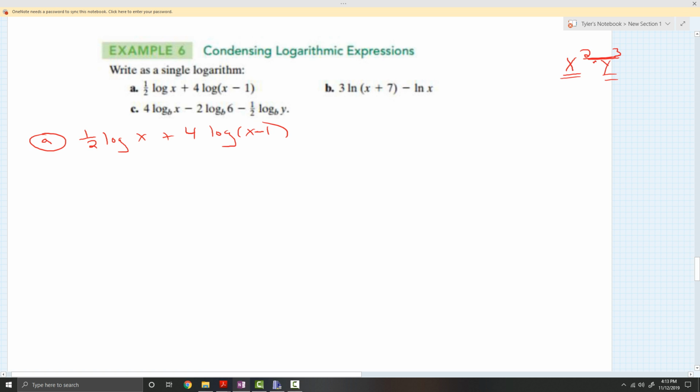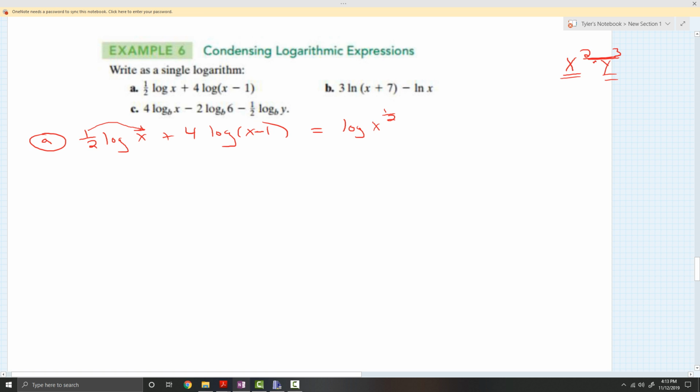So we have 1/2 log of x plus 4 log of x minus 1. So I have the same base here, right? They're both common logarithms, and I have the addition between them. But I would urge you that we want to work with the exponents first, so using the power rule, before we try to rewrite this with multiplication, because I think that could get pretty messy if we don't do that first. So if I rewrite this using the power rule, this would be log of x to the 1/2. So I'm working backwards, taking the factor out front and putting it back as the exponent.